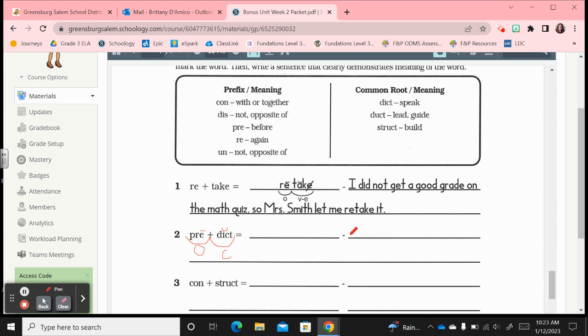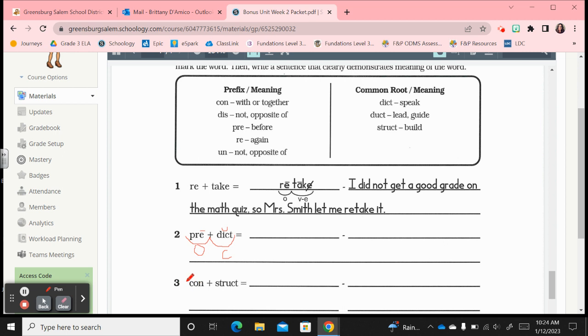Now let's take a look. Pre means before, and dict means to speak or say something. So you could say, the weatherman will predict tomorrow's weather on the news. That means they say what they think the weather will be before it occurs. Okay, so meteorologists are great predictors.